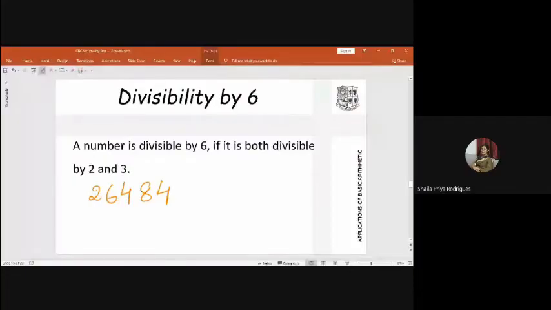What is the sum? Is it 24? I think the sum is 24. 24 is 8 times 3. Hence, divisible by 3, and it's even, divisible by 2. Since it's divisible by both 2 and 3, it is divisible by 6.